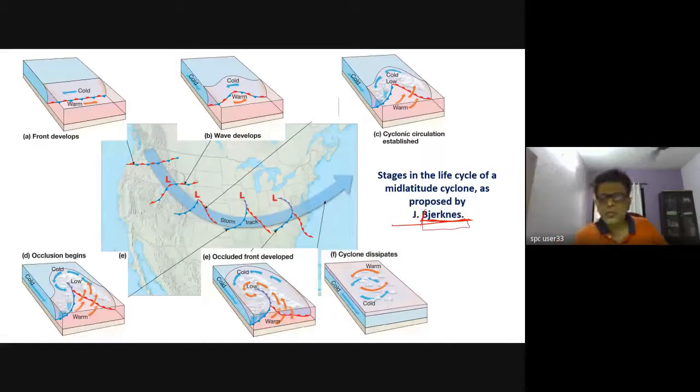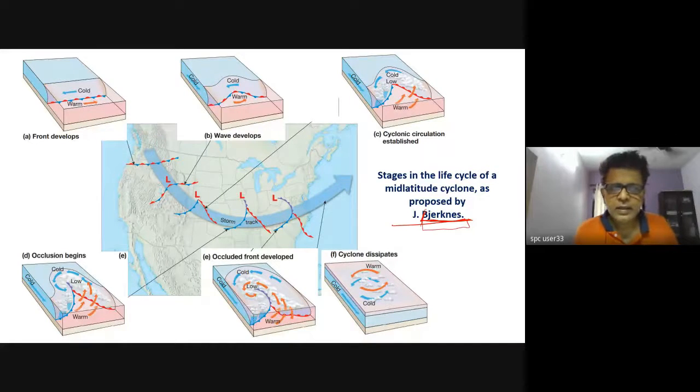He speaks about the stages of life, the life cycle of a mid-latitude cyclone, or it can also be called a temperate cyclone. As said, these are the various stages. The same diagram is available in Lutgens and Tarbuck, but I would take you from one point to the other.